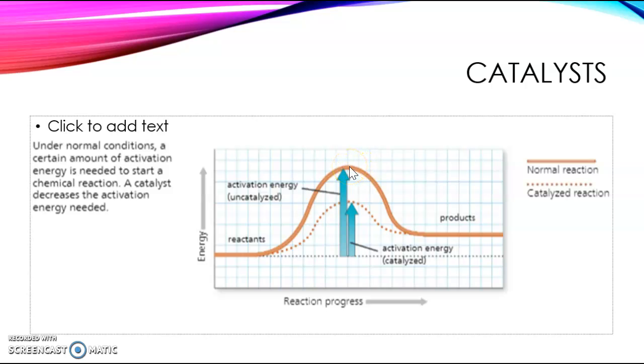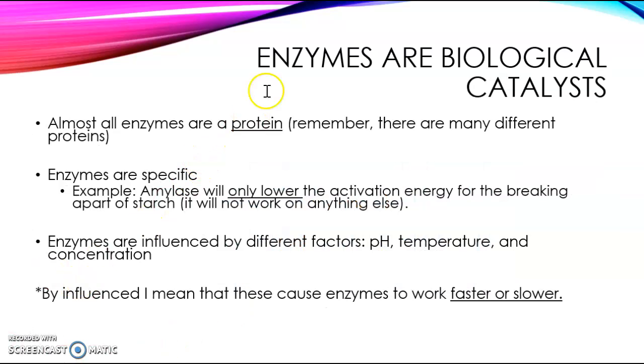Well, what if we added gasoline to that? Gasoline would make the wood burn quicker or start on fire faster, meaning less energy would need to be applied to the wood to get the wood to go from wood to ash. All catalysts do is they decrease the amount of energy needed to make the reactants become the products. And in our bodies, these catalysts are called enzymes.